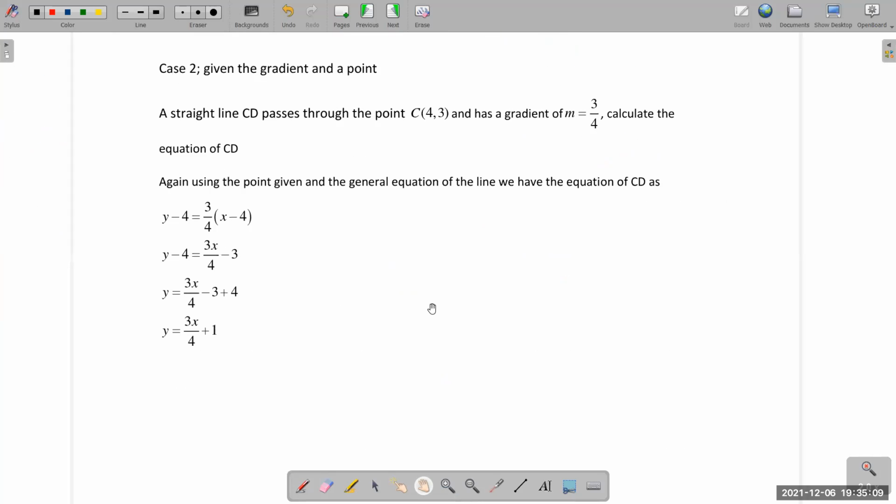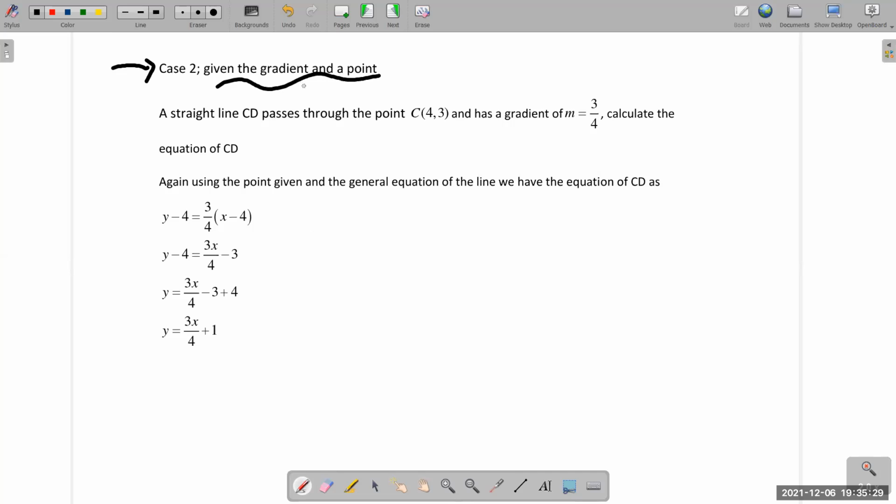All right. So this second one, we're just going to read through it. What is the second case? Generally, I say we're almost done. This is the last one and we're done. So case 2 is when they give us the gradient and a point.